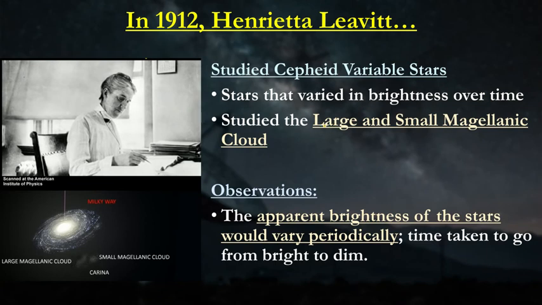Okay. So she studied what we call the large and small Magellanic clouds, what we know now as different types of galaxies. Just outside our own Milky Way, there happen to be these kind of cloud clusters that she was studying. And what she found was the apparent brightness of stars, as you saw in the animation before, will fluctuate periodically. So there's a specific set time where it gets brighter and where it gets dimmer.